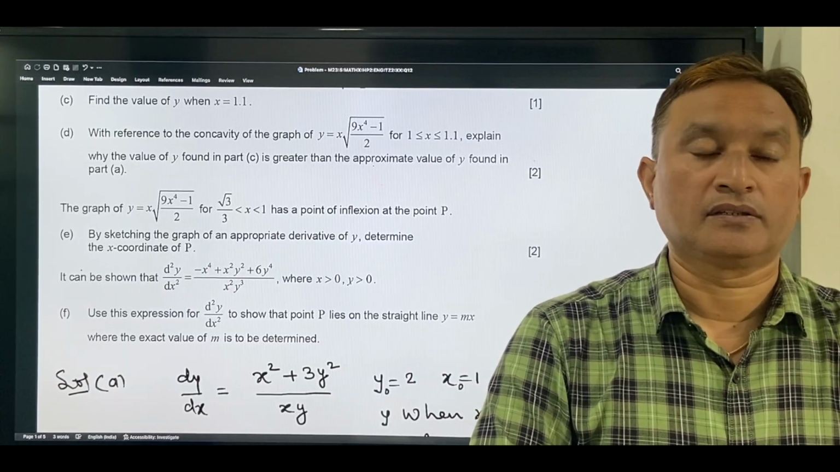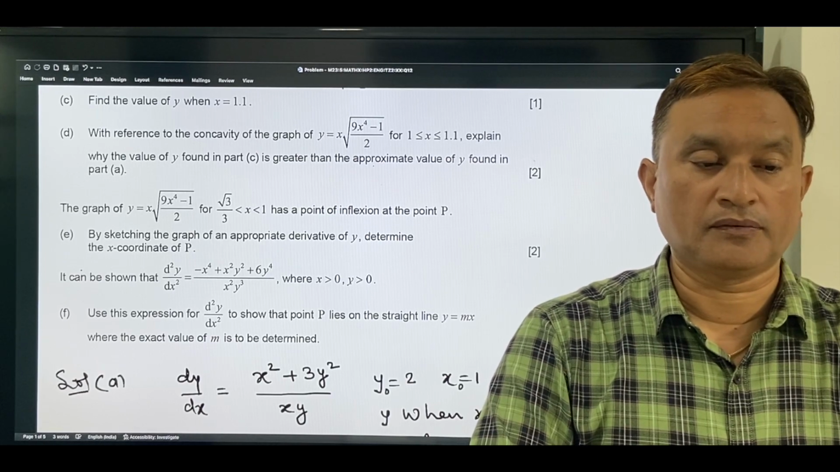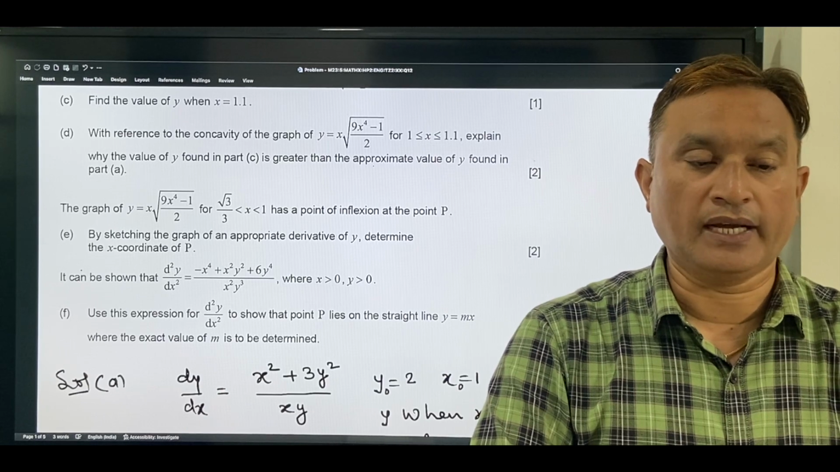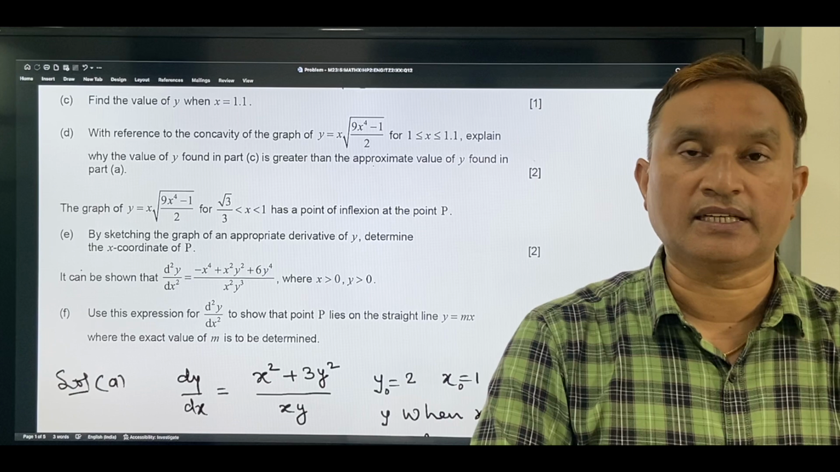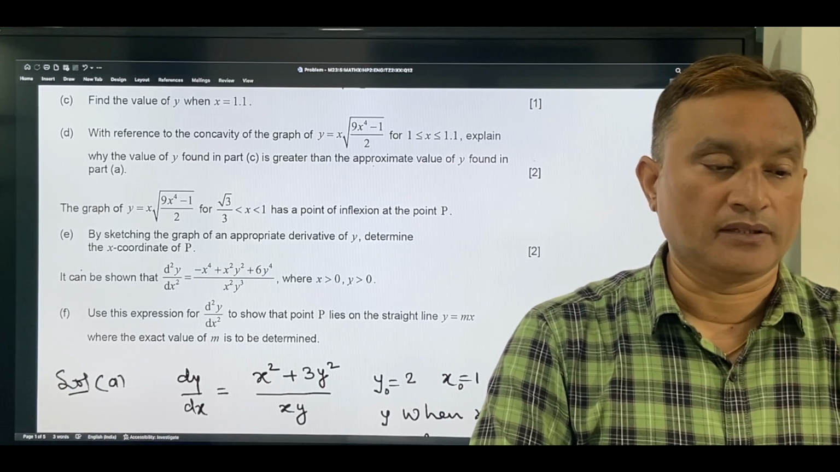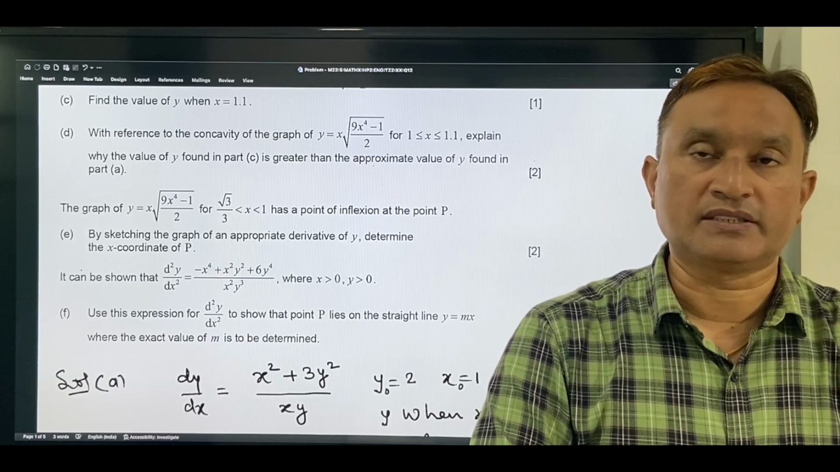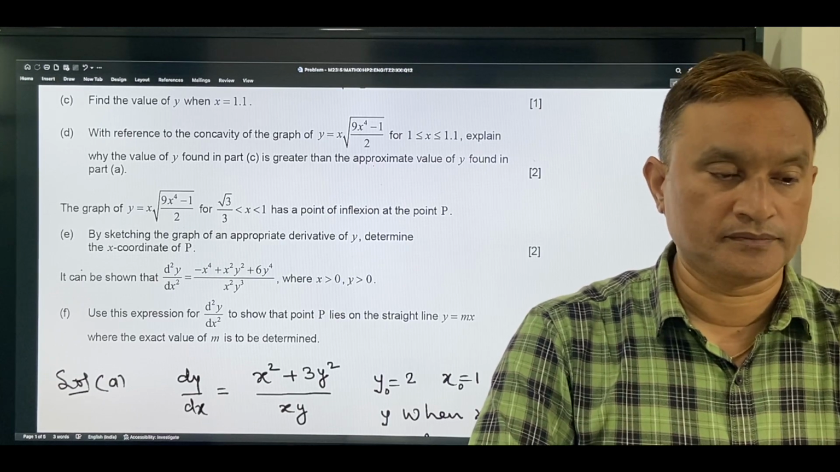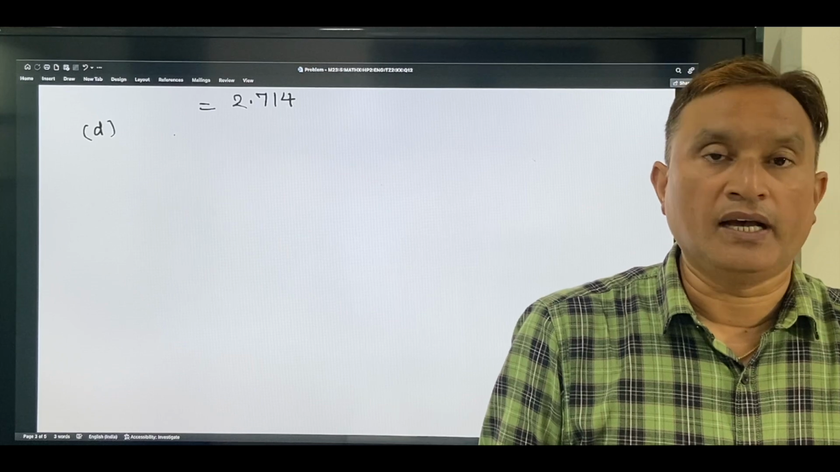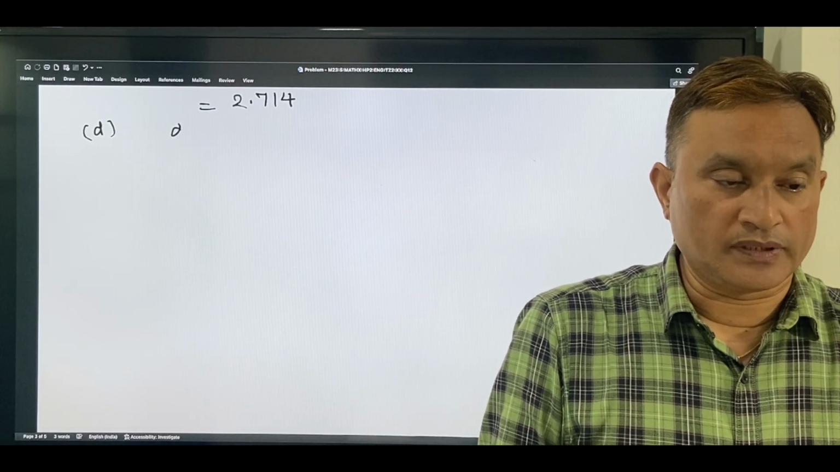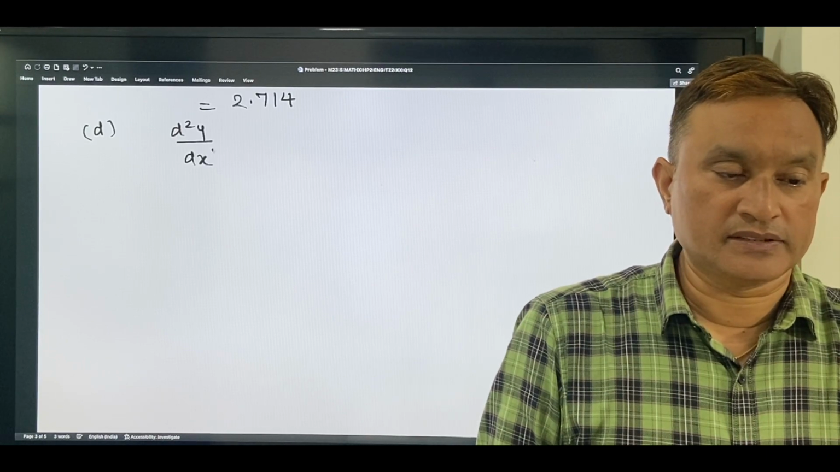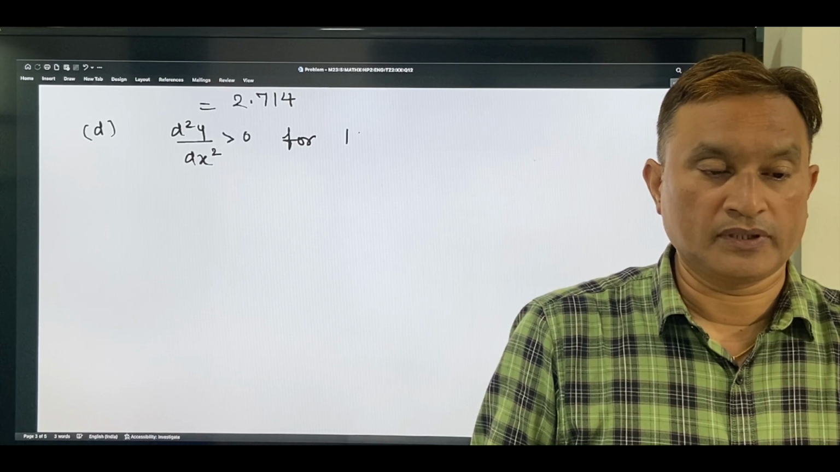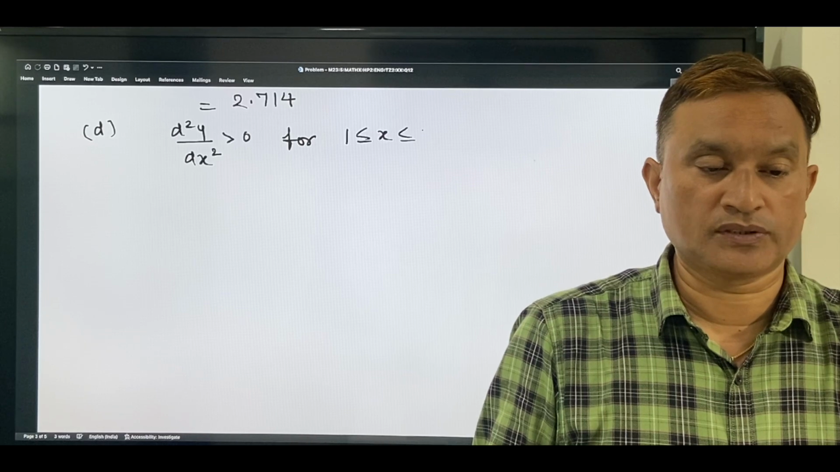With reference to the concavity of the graph of y equals to x root 9x power 4 minus 1 upon 2 for x is greater than and equals to 1 and less than and equals to 1.1, explain why the value of y found in part C is greater than the approximate value of y found in part A. So now the solution would be, as it is written concavity, so d2y upon dx square is greater than 0 for 1 less than and equals to x less than and equals to 1.1.